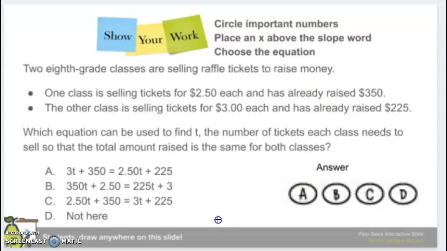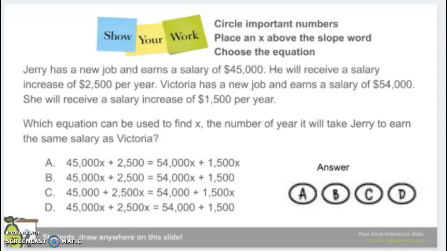Remember, on these, you're finding the slope word first, circling the slope number, and then you're putting a box on the intercept. Then once you have those numbers identified, you should be able to determine what side of the equation they belong on, and then you're setting them equal to each other. So these are the first two problems that you've got to get done first. Once you're done with those, you can close this pair deck and go open up your Jamboard.